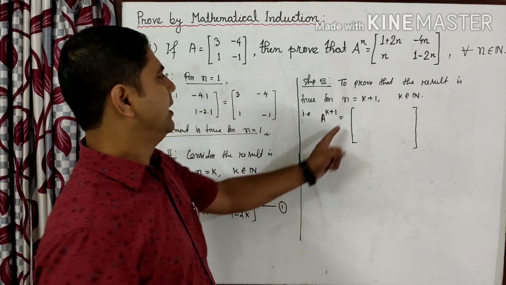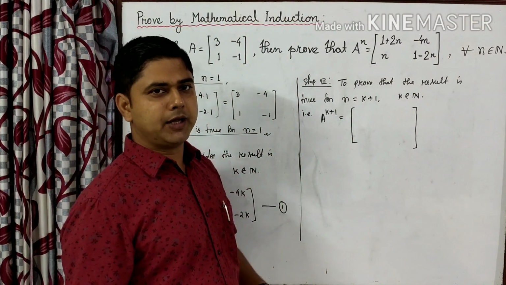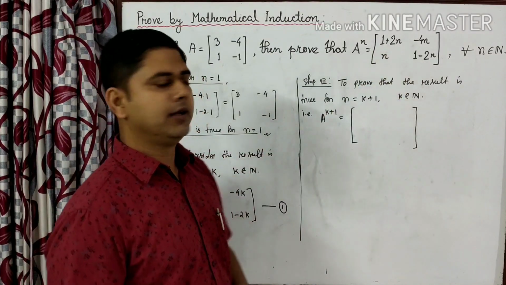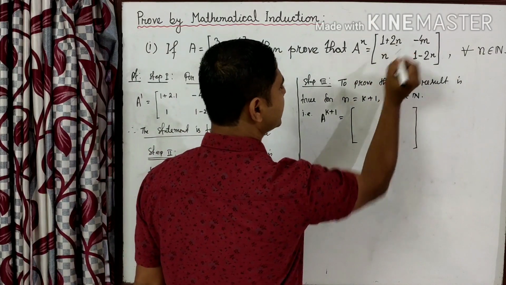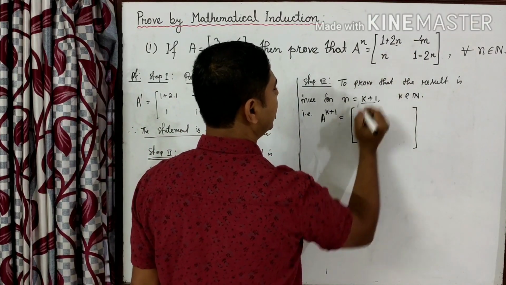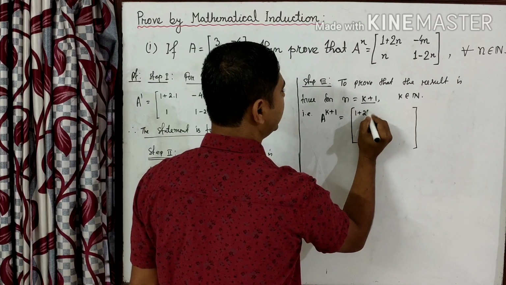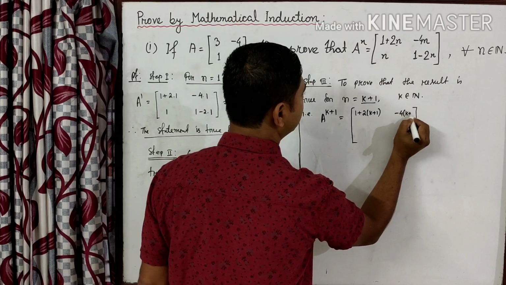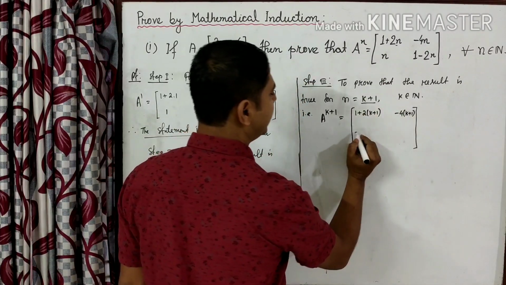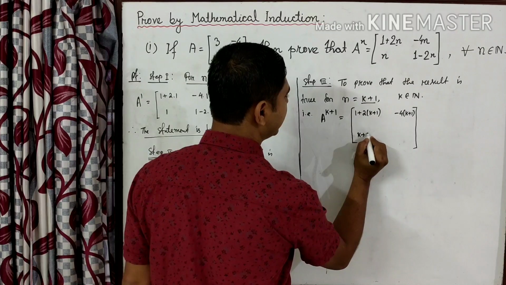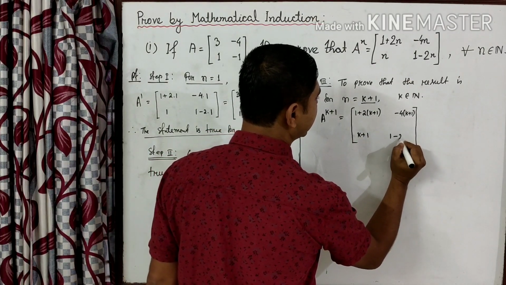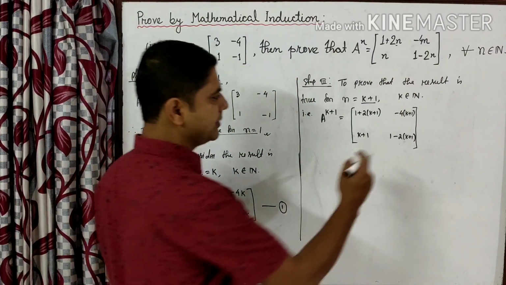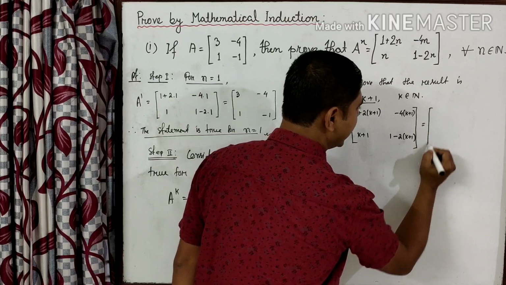Simply, N is replaced by K plus 1. That means in place of N, we put K plus 1. Then you have 1 plus 2 into K plus 1, and next one is minus 4 into K plus 1, and this part is K plus 1, and this part is 1 minus 2 into K plus 1. You have to prove it. And after simplification, this step is also written like that.